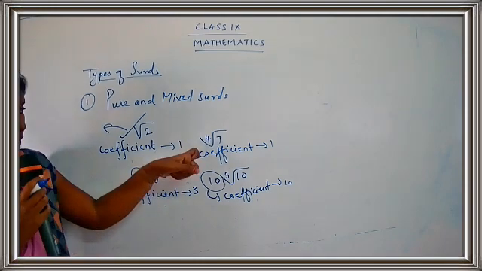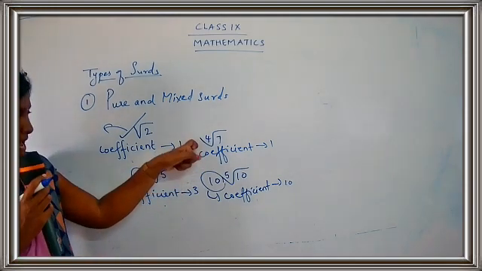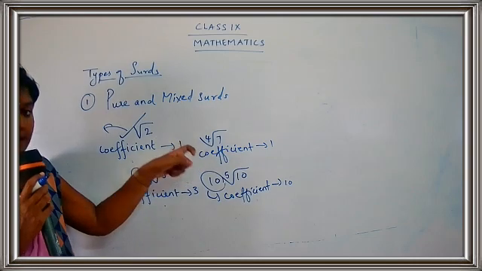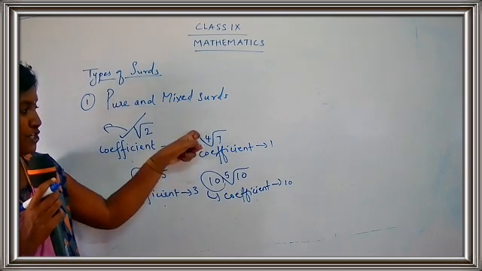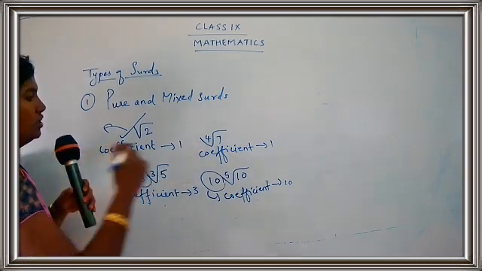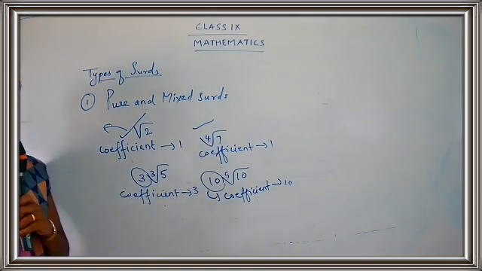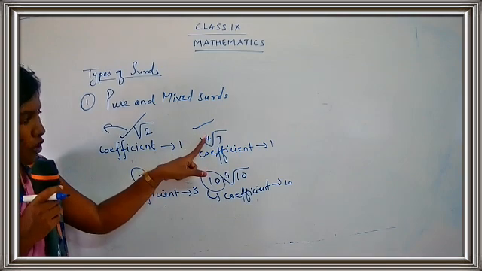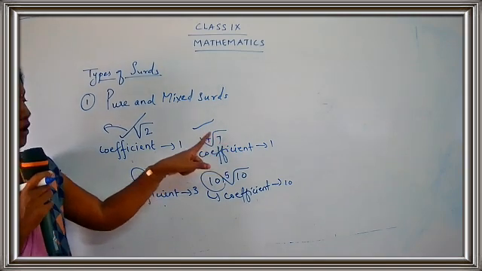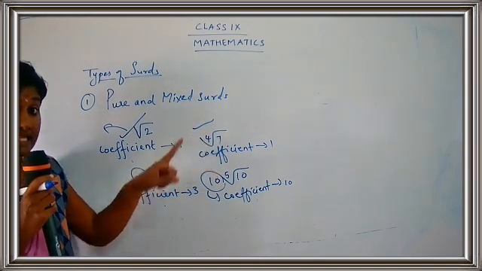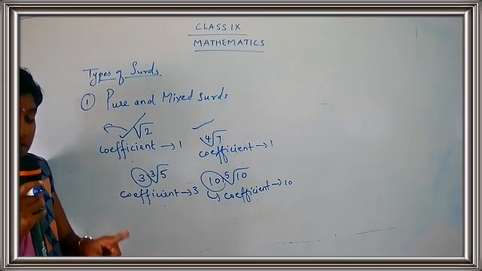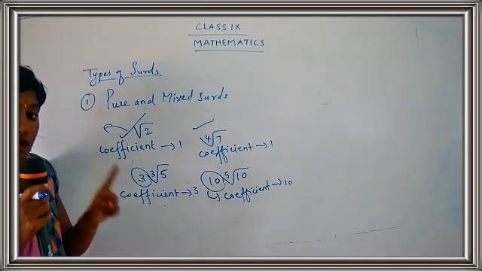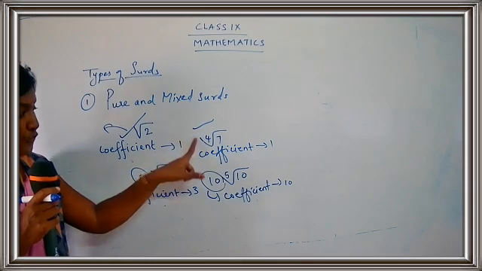Okay. What about this surd, children? Yes, it is a pure surd. Why is it a pure surd? Because the coefficient is 1. Yes. So you call this number, that is the surd, 4th root of 7. How to read this? 4th root of 7. 4th root of 7 is a pure surd. Why is it a pure surd? Because the coefficient is 1.